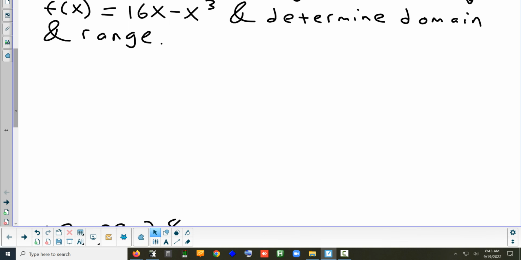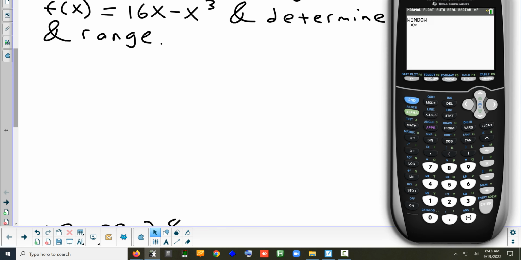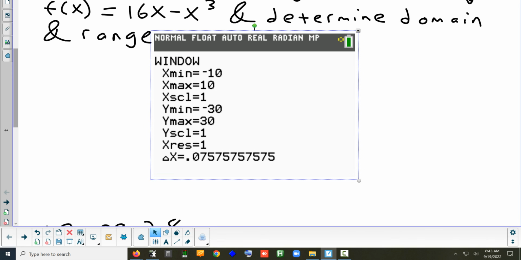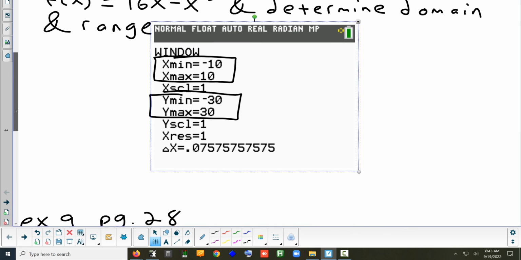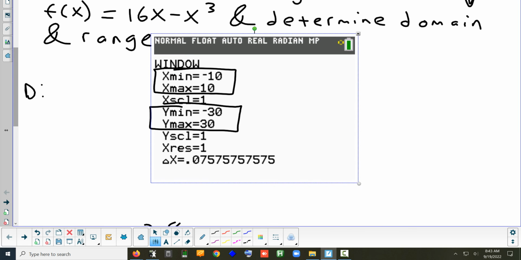So what you would want to write down for the window part is that negative 10 to 10 was fine. And there's more than one answer. You could do negative 40 to 40 for the Y's. You could do negative 50 to 50. There's lots of different answers. What you wouldn't want to do is like negative 50,000 to 50,000. If you zoom out that much, it's going to be too far. You're not going to be able to see it as well. All right, and find the domain and the range.